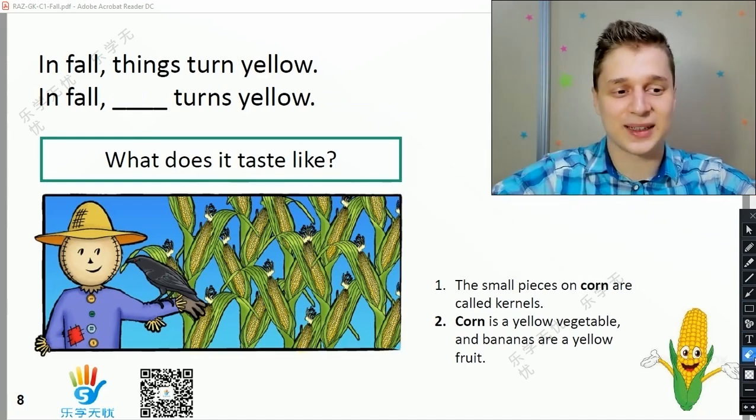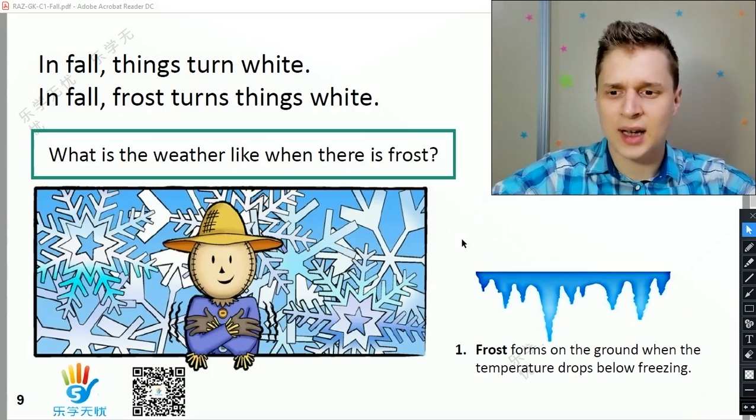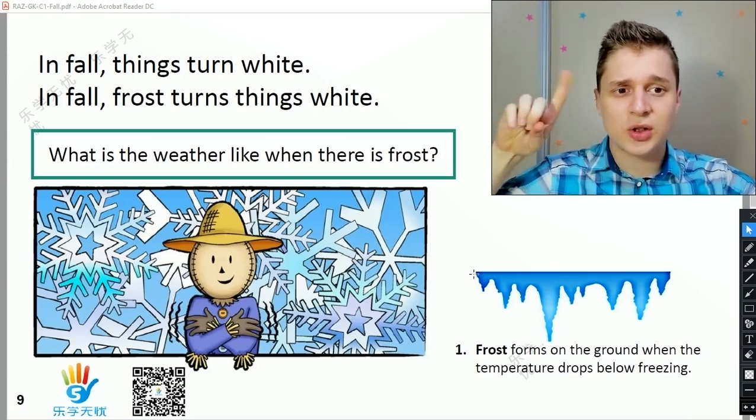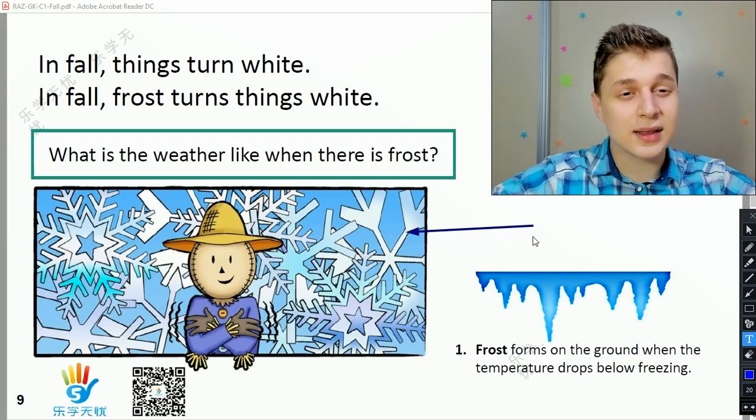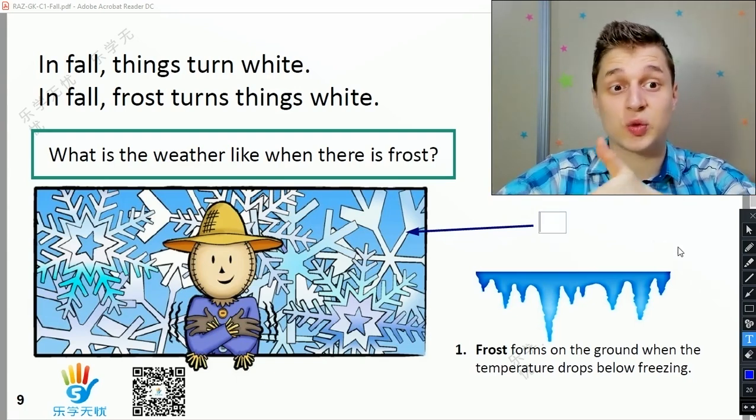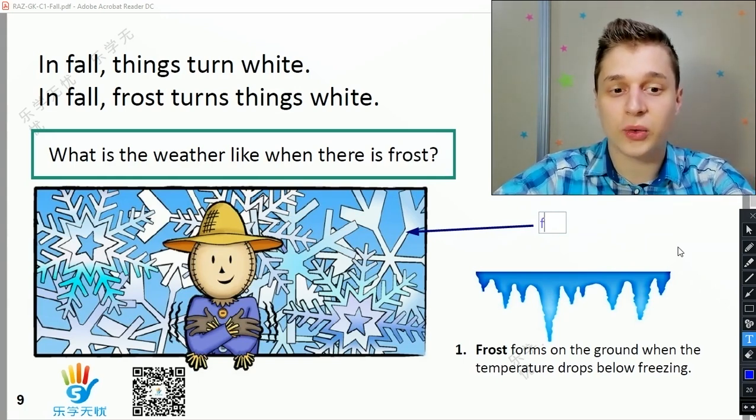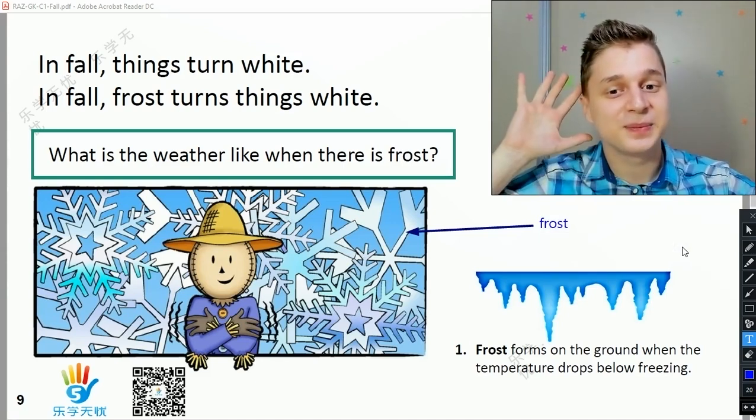Good work, everyone. Alrighty, now let's see if something turns white. What's happening here? Teacher, it's fall. Snow doesn't fall in fall. No, it doesn't. But this here is not snow. This is something else. It looks a little bit like snow, but it occurs in spring and in fall as well. This is called frost. Can you say frost?